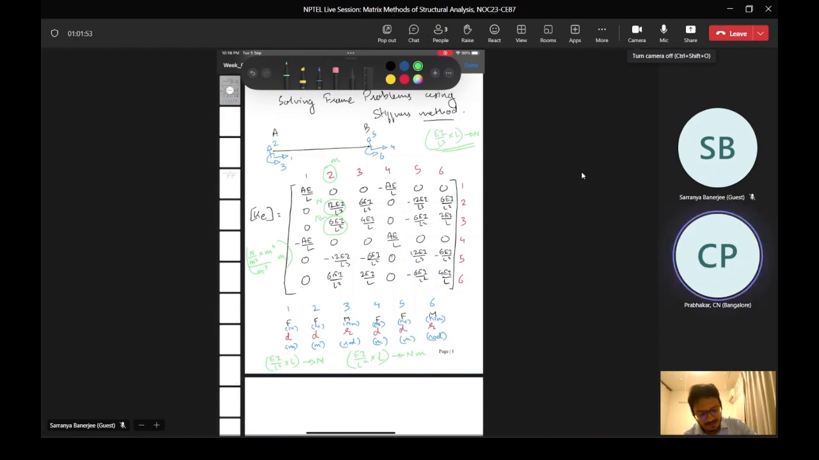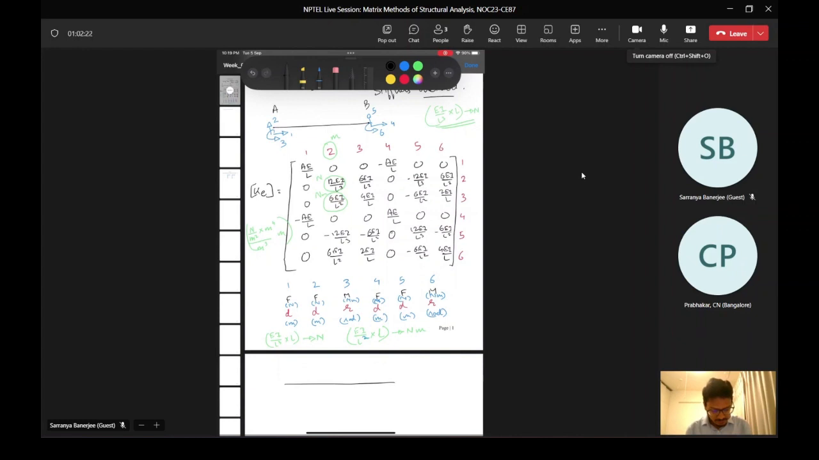Agreed. But I didn't understand the logic, because my thinking was that 6 EI by L square should give me the unit in Newton meter. That was my understanding, because that is a moment. That is the moment per unit length. That is the moment generated.